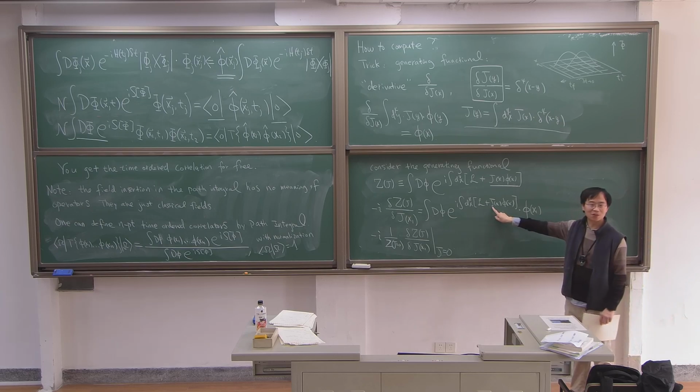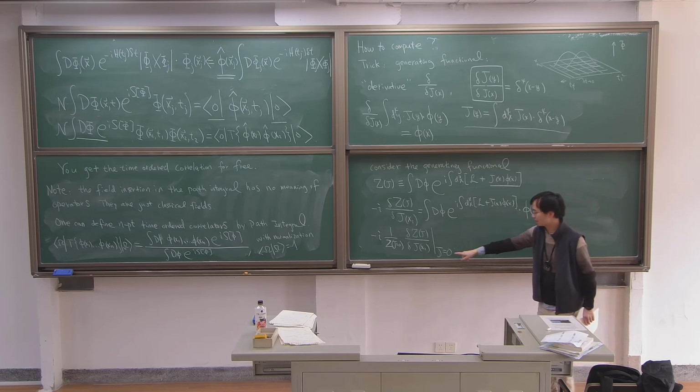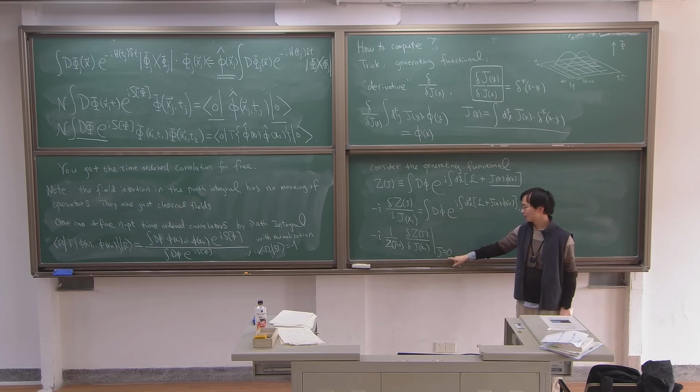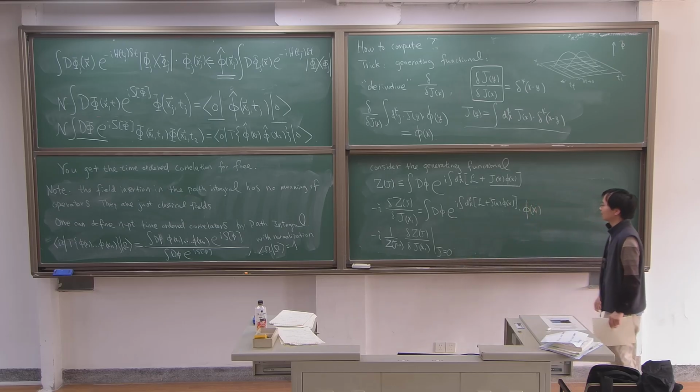But we don't want this piece. This still has a jφ coupling, so eventually we have to set j equals to 0.